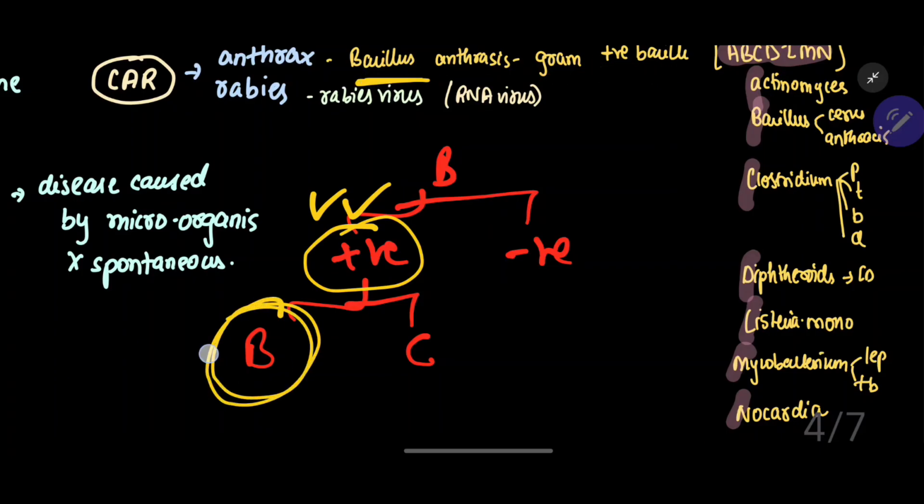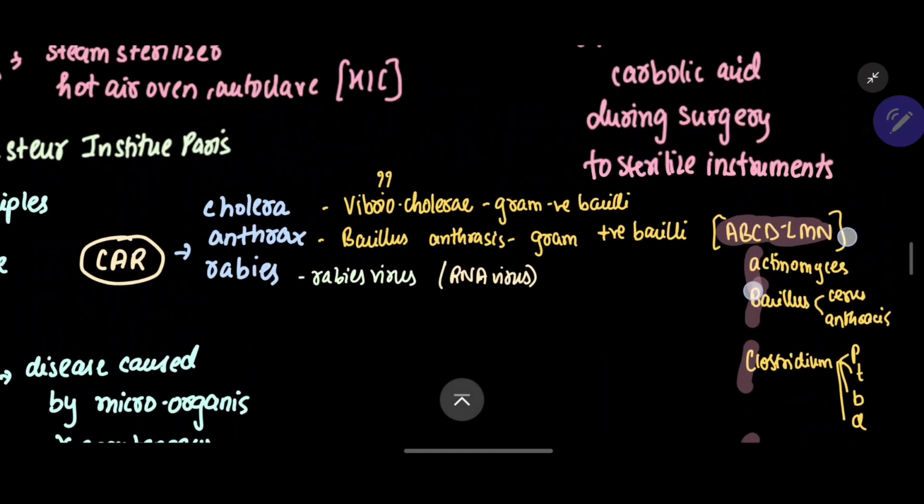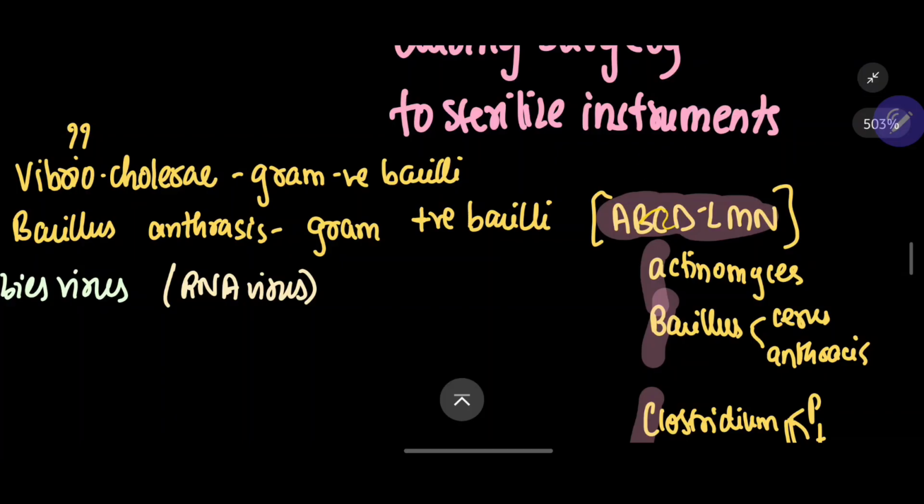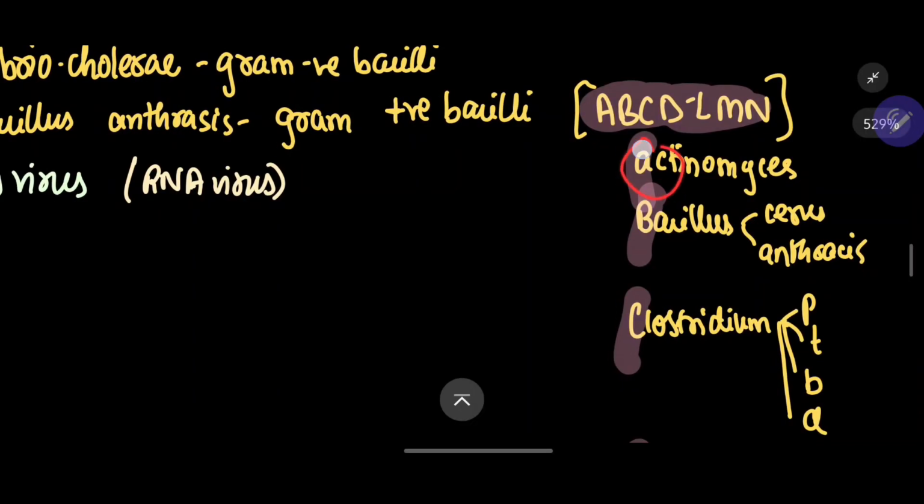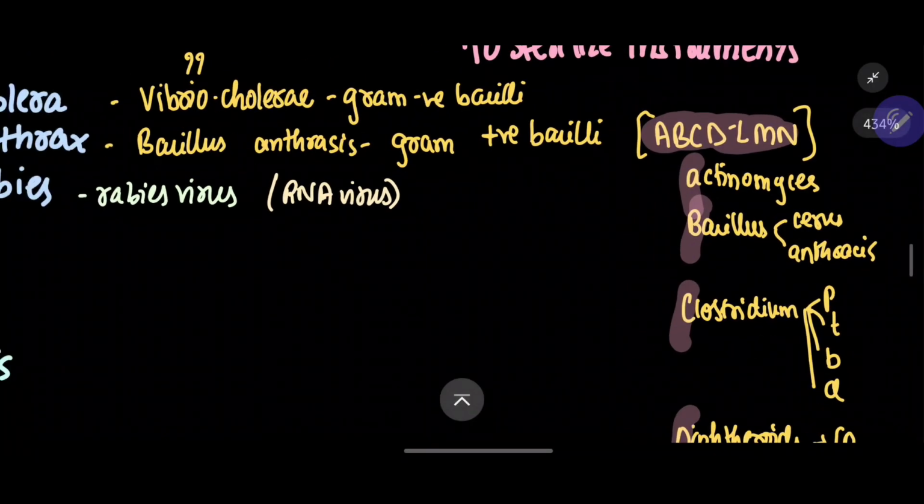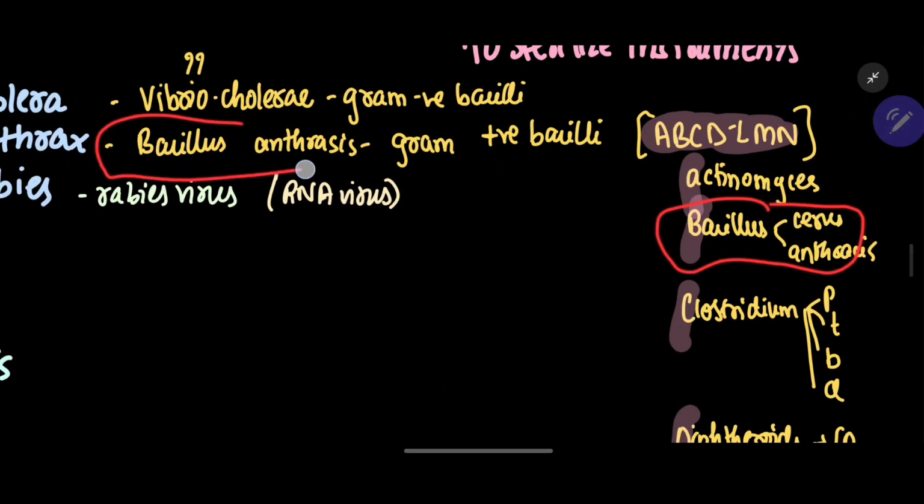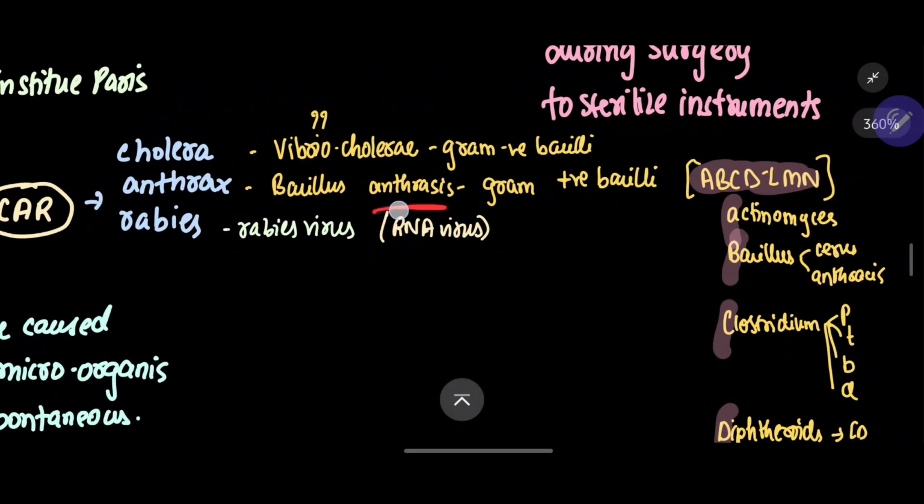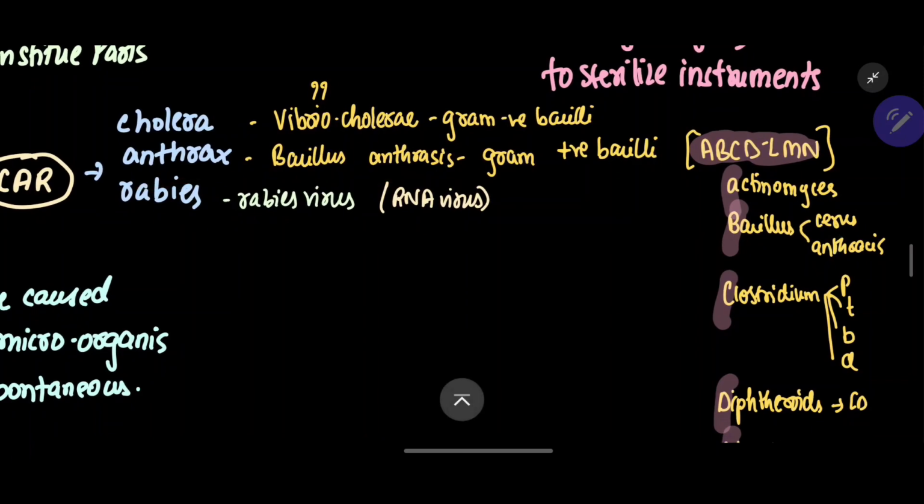Let's talk about the mnemonic for all of the gram positive bacilli. So here: A, B, C, D, L, M, N. A is for Actinomyces, B is for Bacillus. Bacillus has two types, cereus and anthracis. We're talking about anthracis that causes anthrax. That's not difficult, right? You don't have to memorize this right now. I'm just reading it once because the more repetitions, the more it's going to stay in your mind.